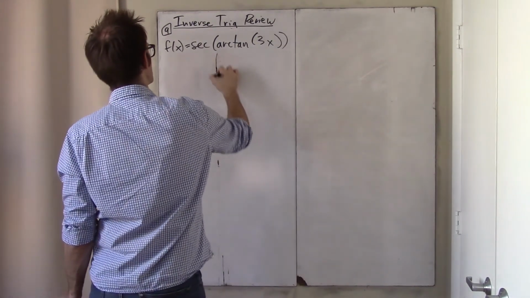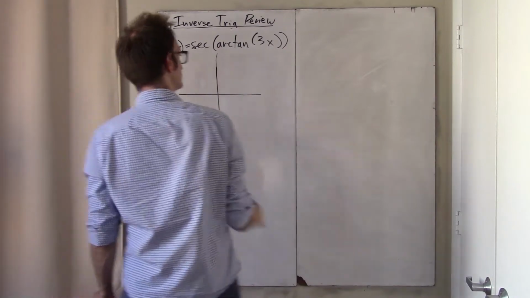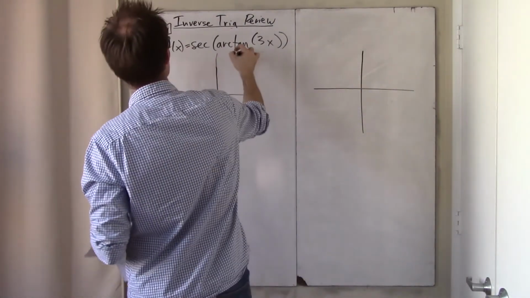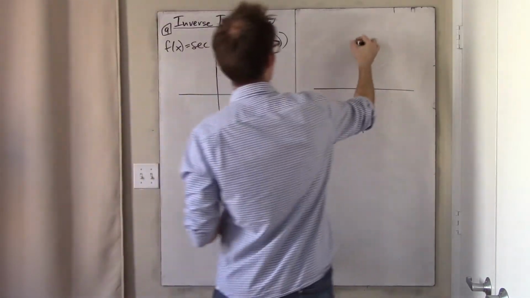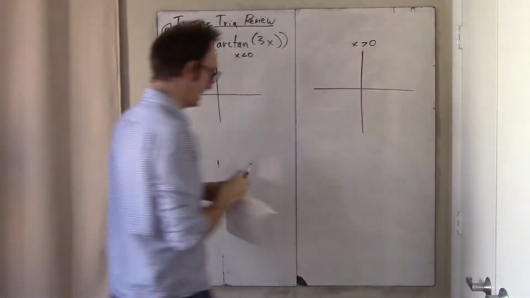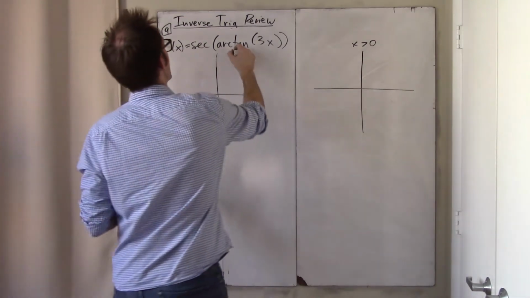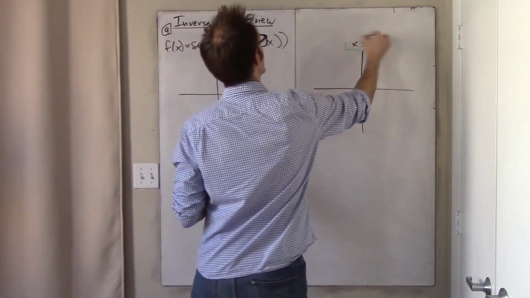I'm going to make one picture where x is negative and one picture where x is positive. So here x is negative, here x is positive. Okay, and I'm going to analyze this separately in both cases.